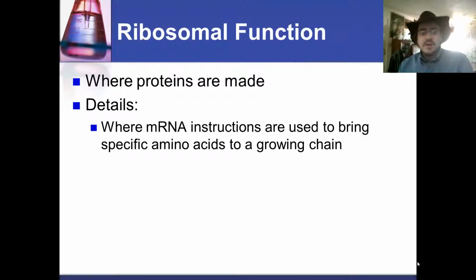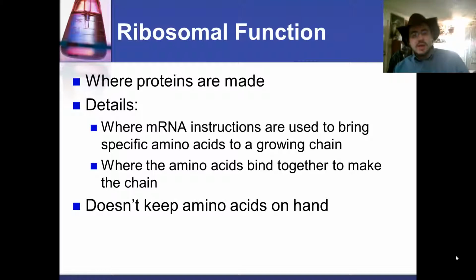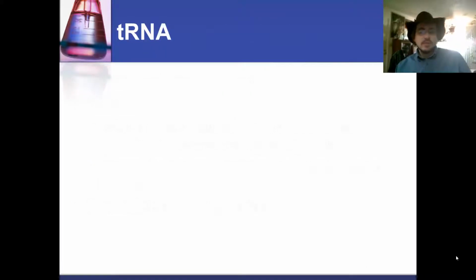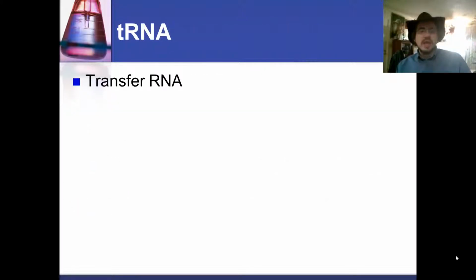And the details here are that the ribosome is where mRNA instructions are used to bring specific amino acids to a growing chain. And the amino acids at the ribosome bind together to make that growing chain. So it's where mRNA meets up with tRNA to bring some amino acids, and the amino acids bind together. So again, I mentioned tRNA because the ribosome doesn't have a large supply of amino acids just hanging out next to it. You need tRNA, transfer RNA, to bring amino acids to the ribosome.